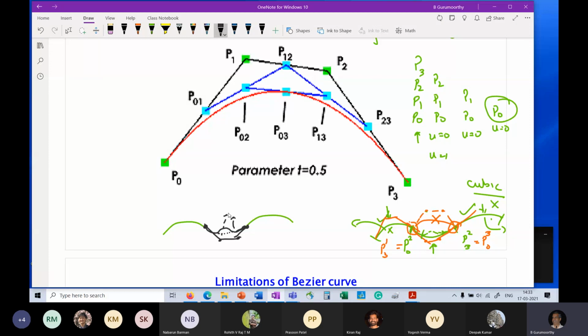But what is the implication? Your direction of the tangent will change. So you can't do that. Now, the only way you can do that is by introducing a new control polygon for the same Bezier curve, right? So I'm running out of space to draw. Let me just go onto the side here.